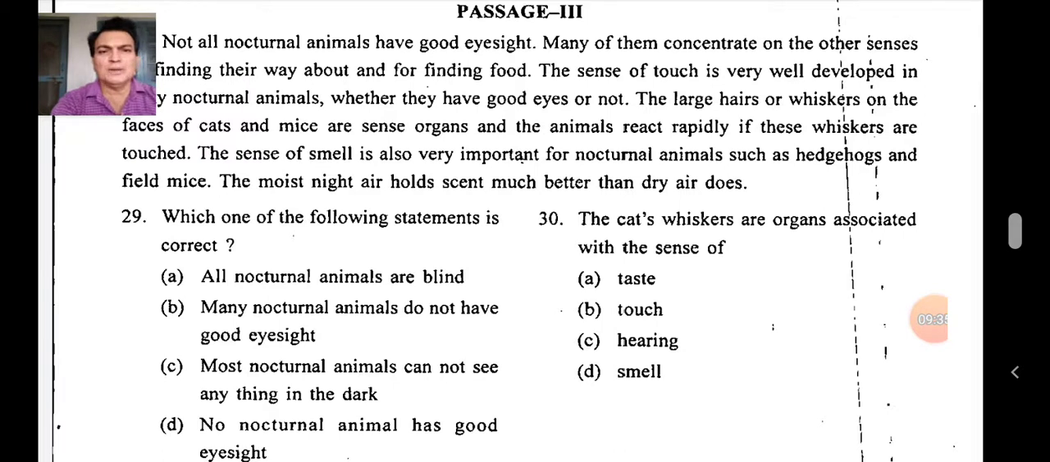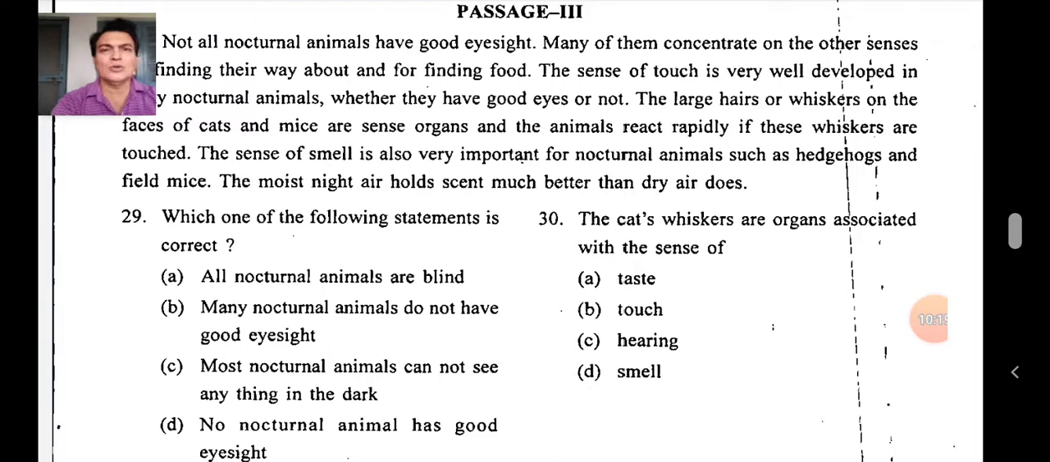Now let's think over B, whether it's correct or wrong. The first sentence says not all nocturnal animals have good eyesight. Probably it tells many nocturnal animals do not have good eyesight, so it comes closer to the answer. Let's think about C. Most nocturnal animals cannot see anything in the dark. It also means the same, but let's see what is most appropriate. Let's go to D. No nocturnal animal has good eyesight. This also we eliminate. Now you are thinking about B and C. So what is the right answer here? The most appropriate answer will be many nocturnal animals do not have good eyesight. So B is the correct answer.